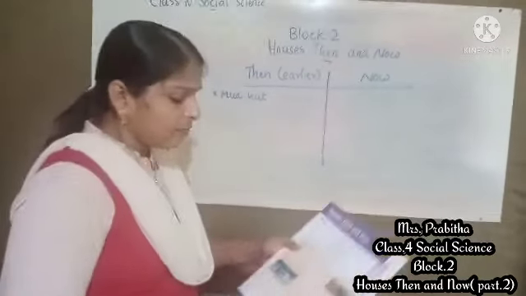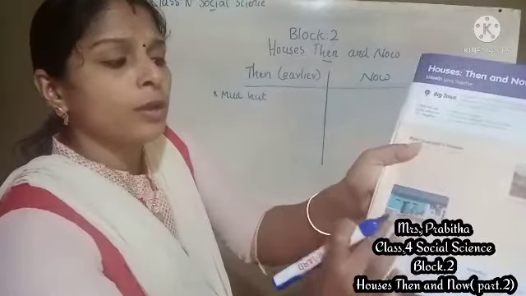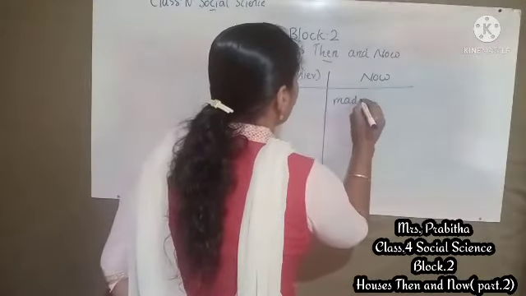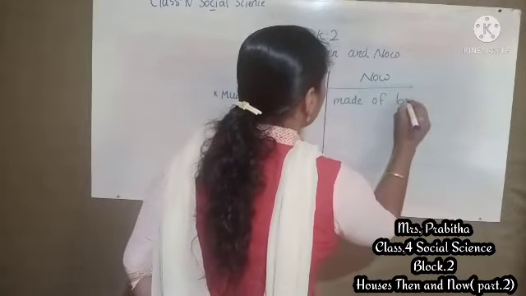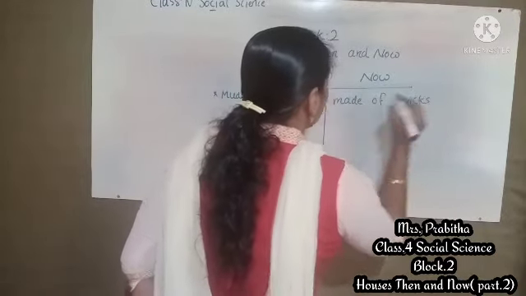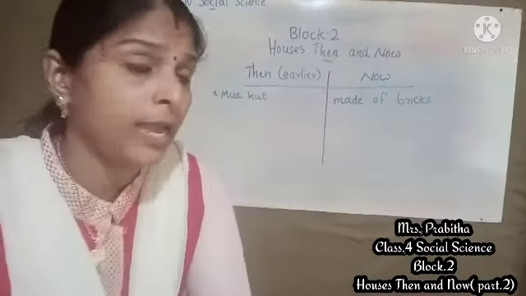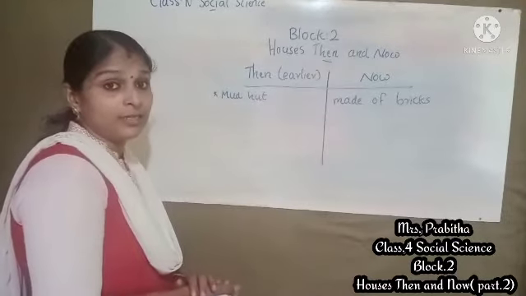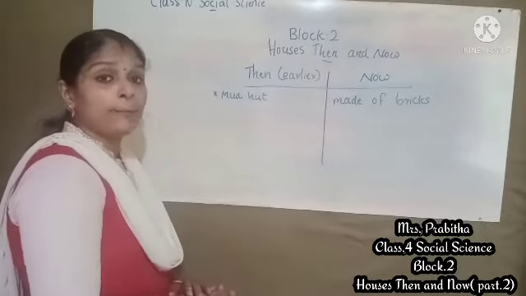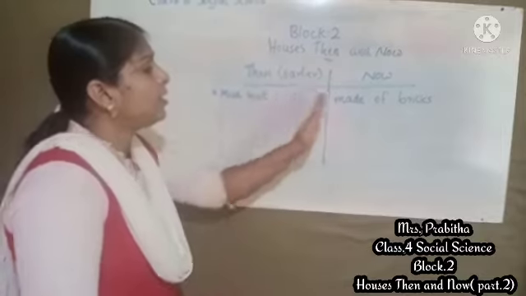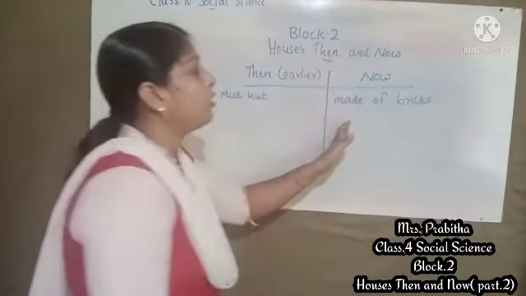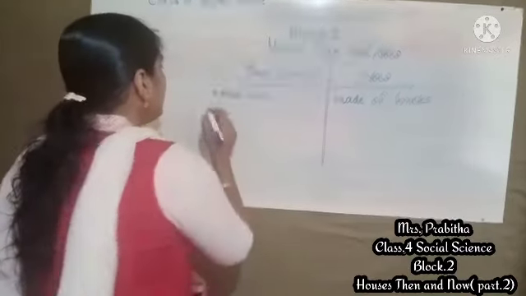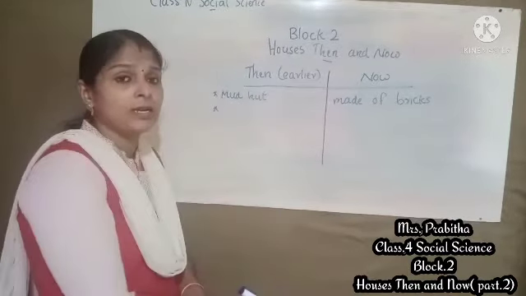Then which type of house is now? Now we can see, yes, it is made of bricks. So we can find the first difference between the houses earlier and now. Ram Swaroop's house was a mud hut, made of mud earlier. Then now how it changed? Now it is made of bricks. That is the one difference we can find. Then can you find any other difference between the houses earlier and now?